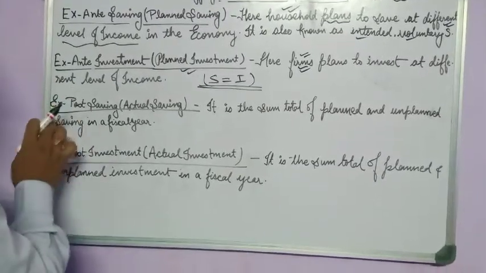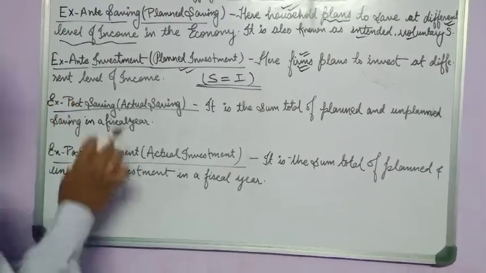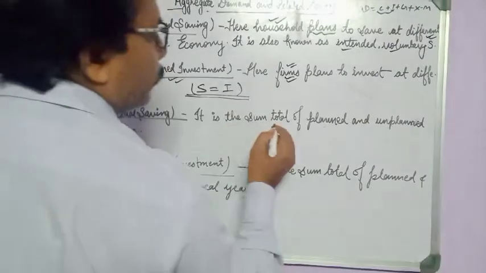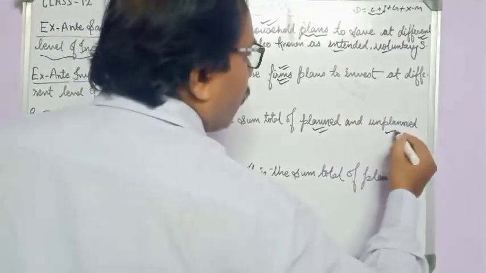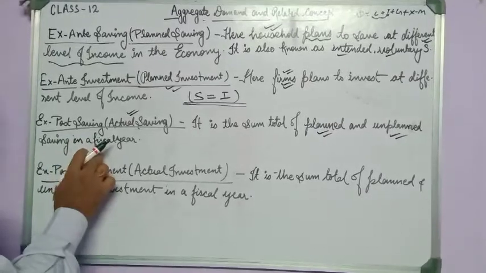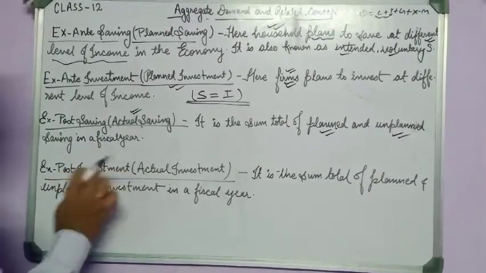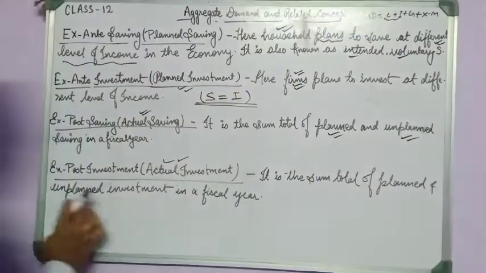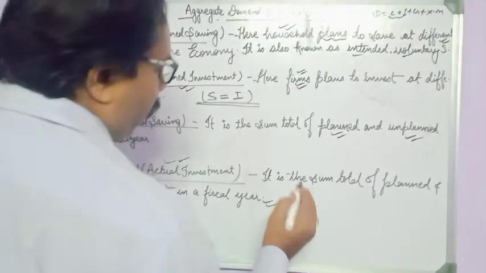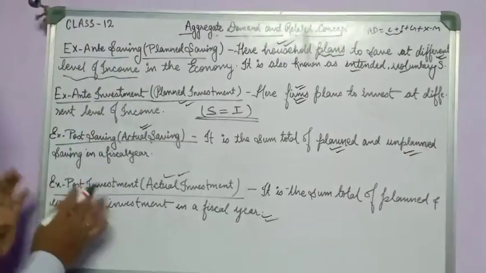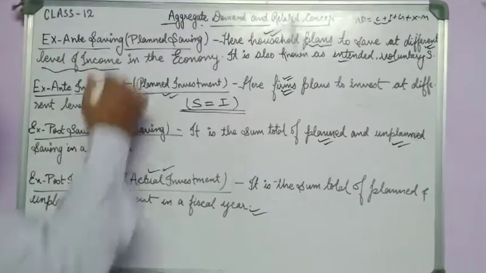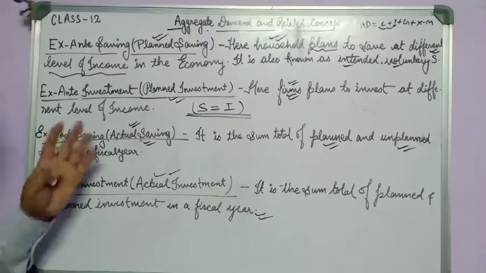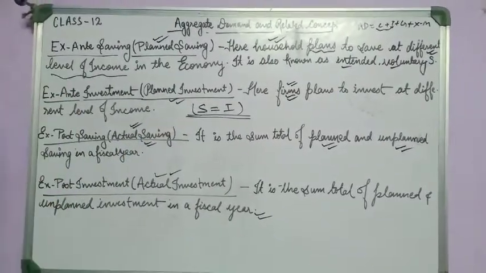But when we come to the next point, that is ex post saving, it is known as the actual saving. So actual saving means it is the sum total of planned saving and the unplanned saving in a financial year. And ex post investment, that is the actual investment, it means it is the sum total of planned and unplanned investment in a year, and that is known as ex post. So this is the basic difference. One is the planned and the other is the actual. Okay, so this is the basic difference between the ex ante and ex post terms.